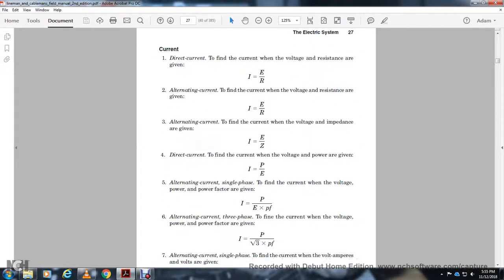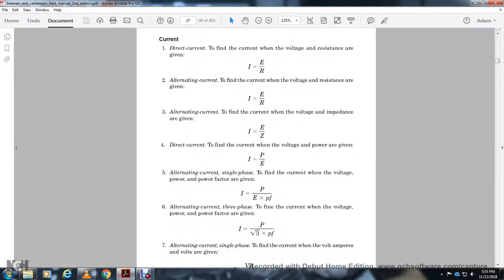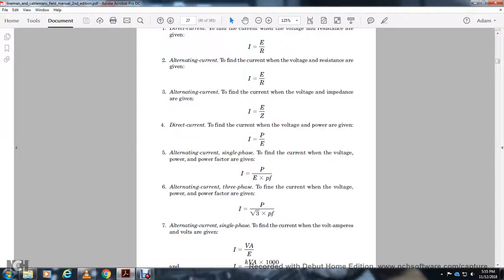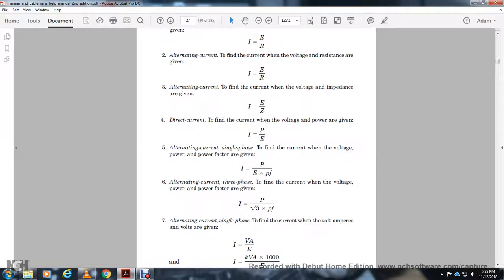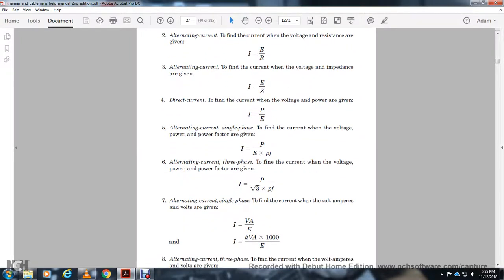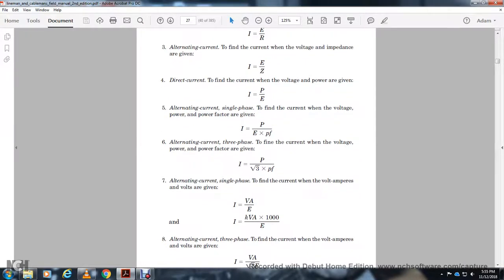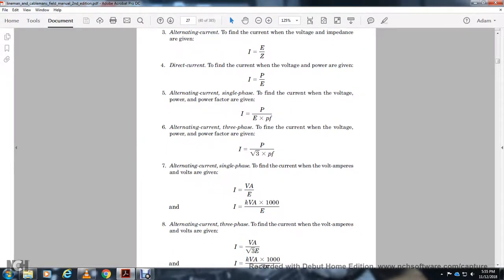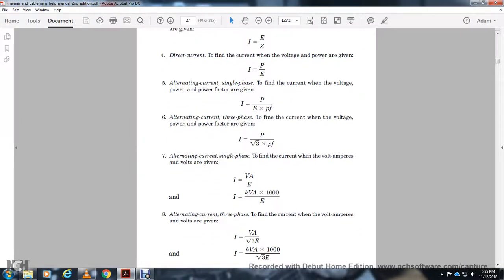For alternating current single phase with the kilovolt amps and volts given, the amps are equal to the volt amps over the volts, or 1 kilovolt amp is equal to 1000 over the volts. For alternating current three phase with the volt amps and volts given, the amps are equal to the volt amps over the square root of 3 times the volts, or the kilovolt amps times 1000 over the square root of 3 times the volts, for three phase alternating current.